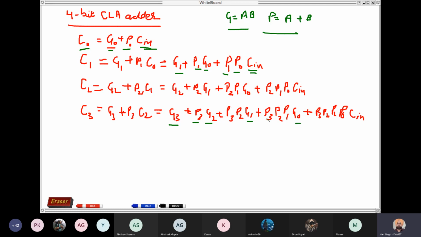So we can say that at any stage of the data, we can find the value of the carry bit without considering previous carries. If we have the information of the bits, we can calculate the carry at any stage. So this is the basic concept of the carry look ahead adder circuit.